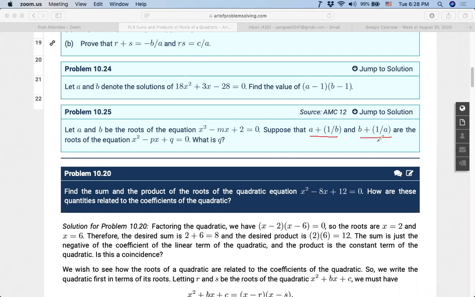So the product of these two solutions will give you Q, right? So Q actually equals (A plus 1 over B) times (B plus 1 over A). Then you expand this: it equals A times B, plus 1 over A times B, plus 2. If you expand this, you get this. Now A times B, you can get from this equation, it equals 2, right? So then you get 2 plus 1 over 2 plus 2. Yeah, Andy, your answer is correct, 9 over 2, right? So this one's the answer.